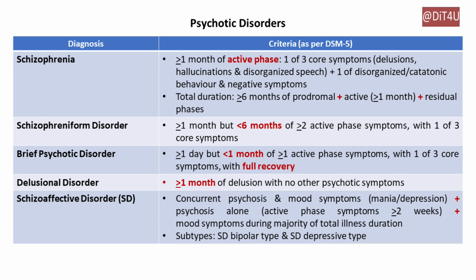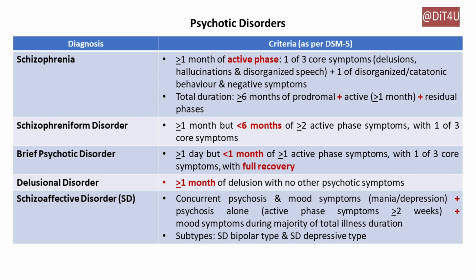And you don't need 2 active phase symptoms, you just need 1. Even 1 is enough, 1 or more active phase symptoms. And of course, one of 3 core symptoms has to be present. But the key difference between schizophreniform disorder on the one hand and brief psychotic disorder is that there is full recovery in brief psychotic disorder. Less than a month, 1 active phase symptom and full recovery in brief psychotic disorder.